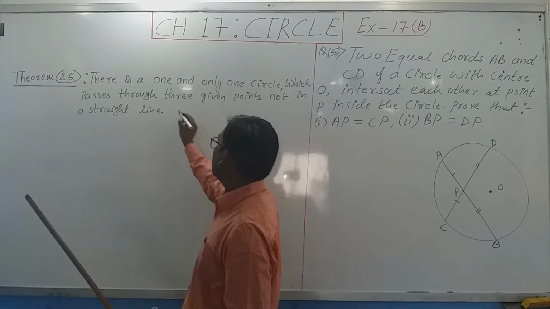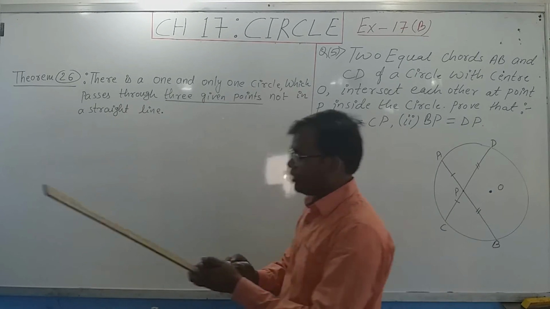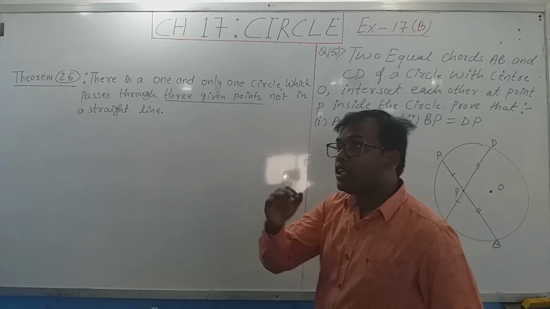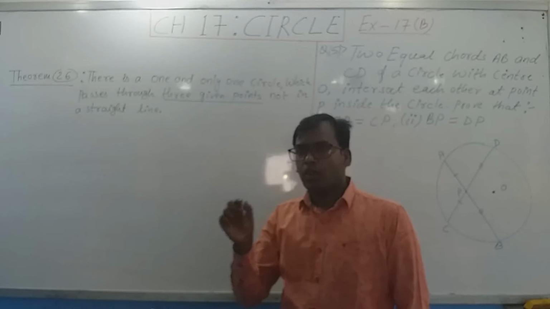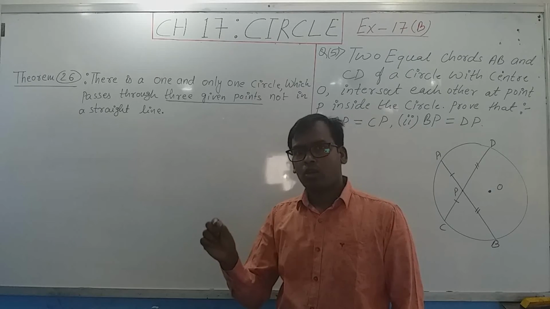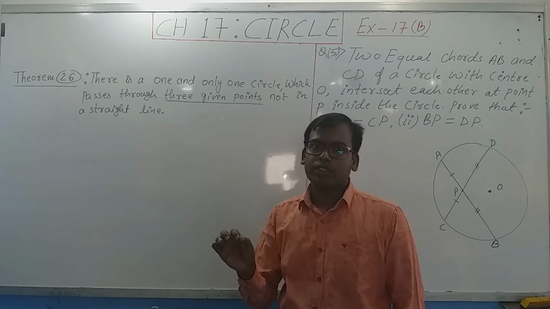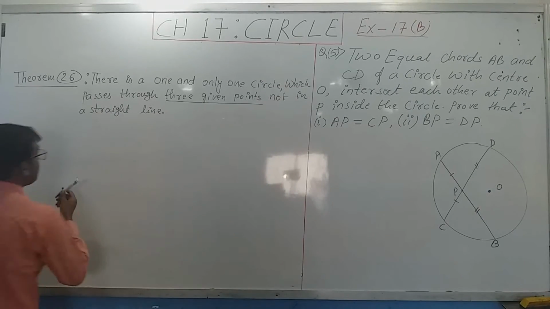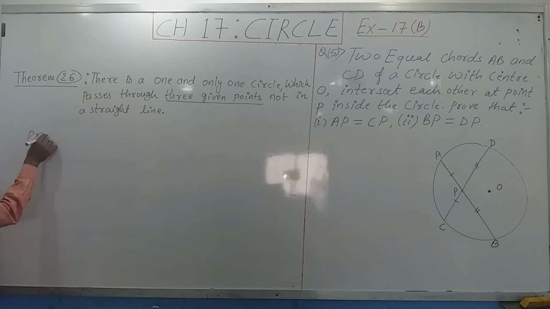the three given points are not in a straight line. That means all three points are not collinear, that means all three points are non-collinear. So first, see the proof part.